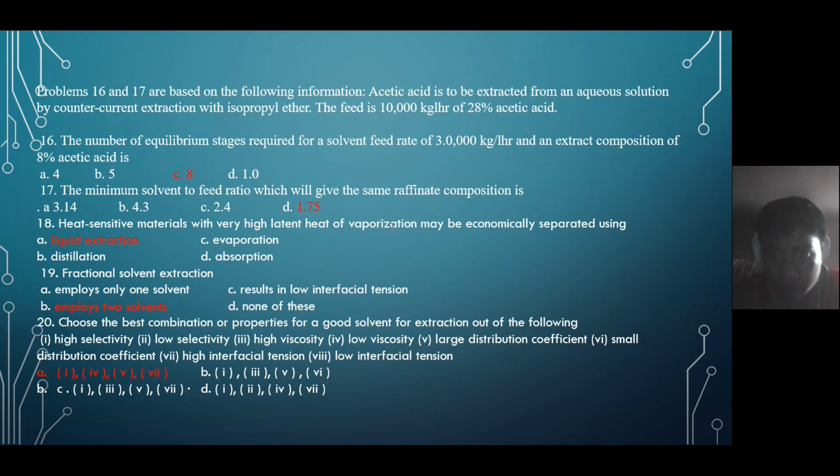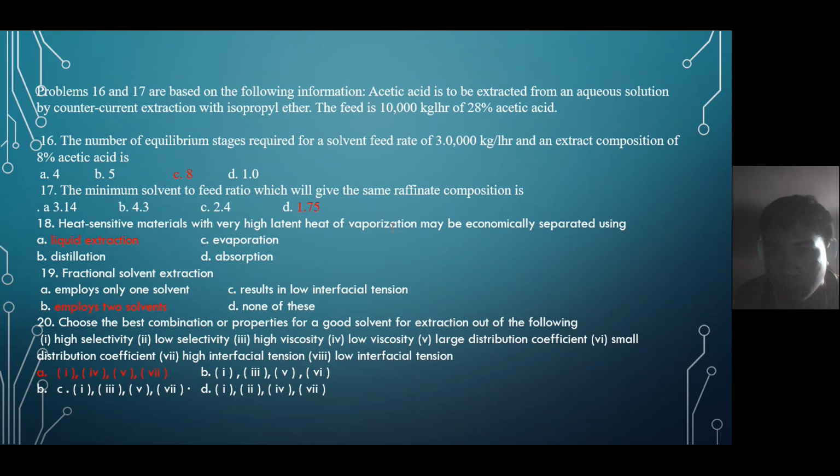So the viscosity of a fluid is a measure of its resistance to flow. A good solvent should have low viscosity so that it will not stick to the components. So low viscosity, we also have another answer.